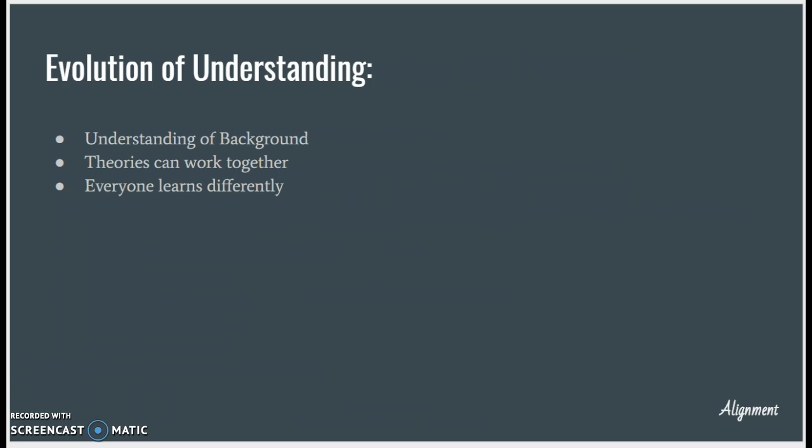These theories should be analyzed and used in conjunction with one another in order to create an even more meaningful learning environment. And lastly, everyone learns differently. One technique might work for one individual and have no effect on the next. As educators, we must meet each child's needs when and how they require.